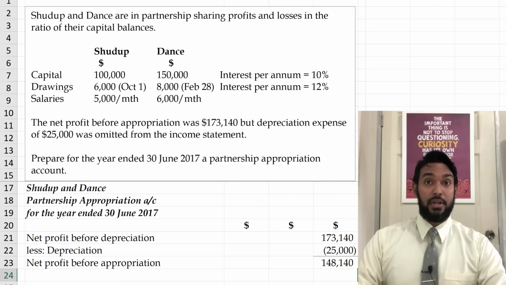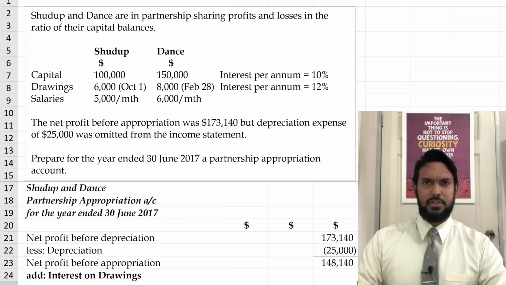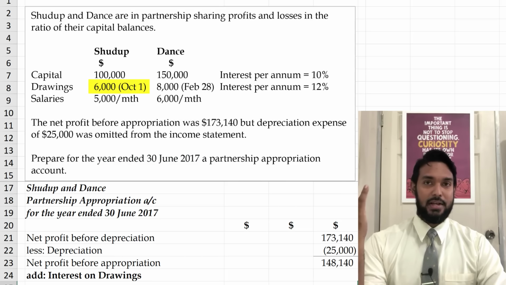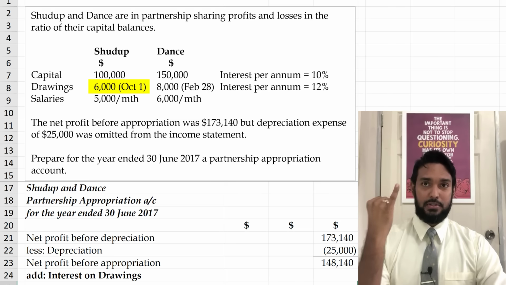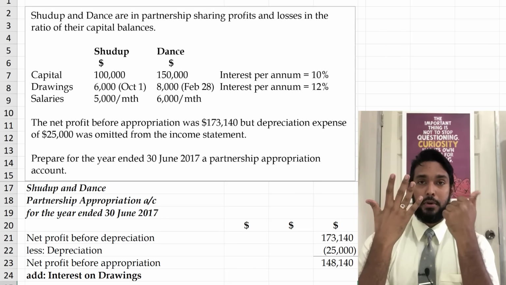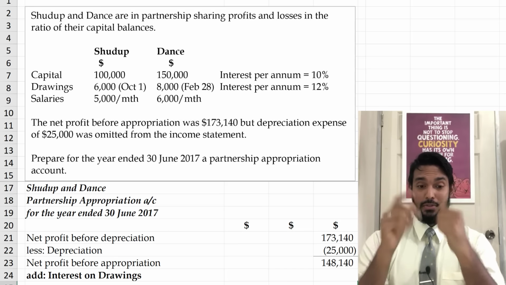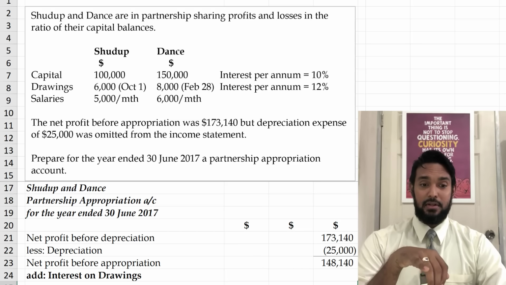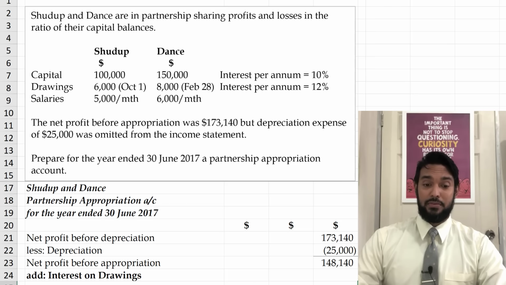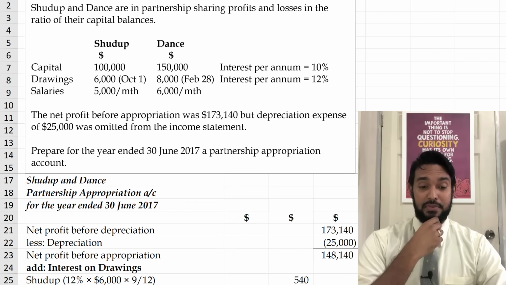All right. Now we can get to the interest on drawings. Let's take into consideration that the year end is the 30th of June 2017, so the October 1st has to be October 1st, 2016. If the drawings were taken out on October 1st, that's October, November, December, January, February, March, April, May, June. You can see that's 9 months. So you're going to take 12% of 6,000 for Shut Up and multiply by 9 out of 12, because the drawings were outstanding for 9 months. 12% of 6,000 by 9 out of 12 is 540.